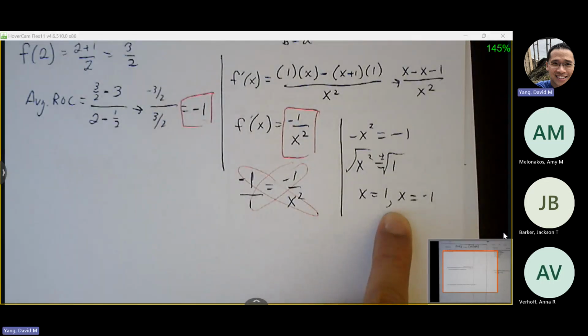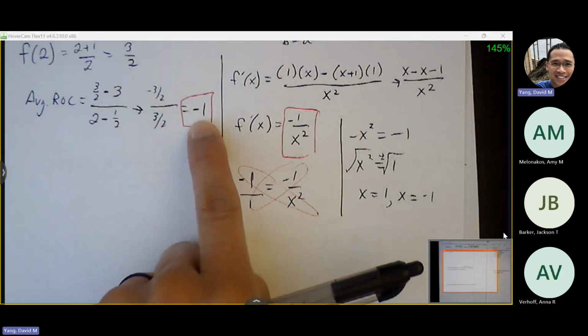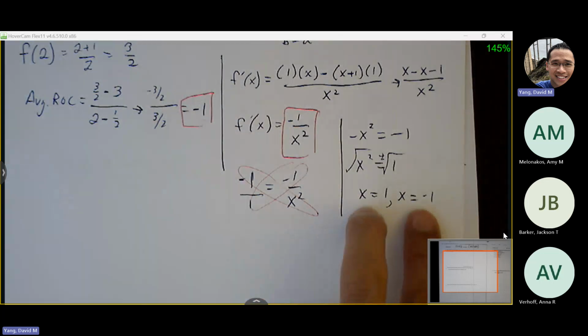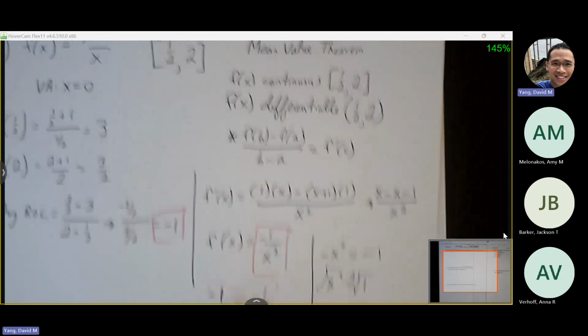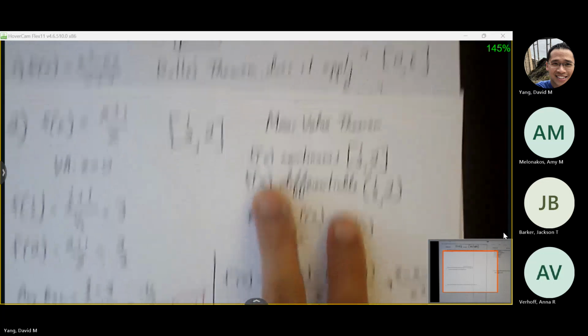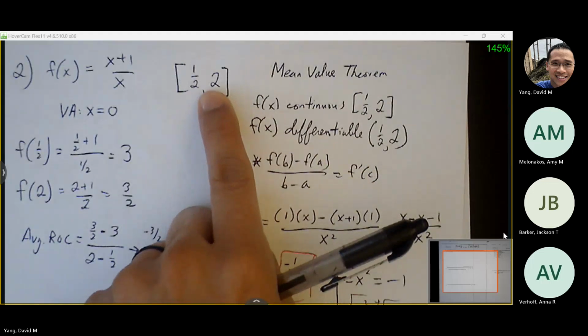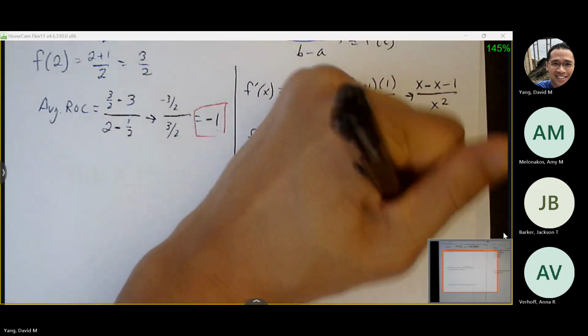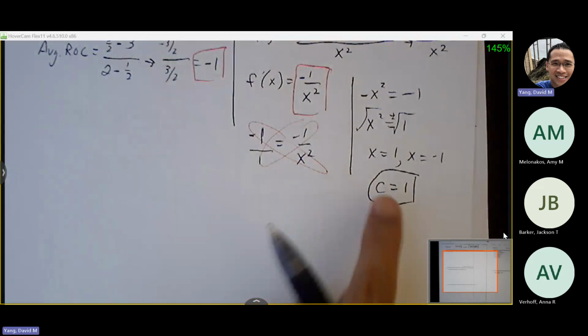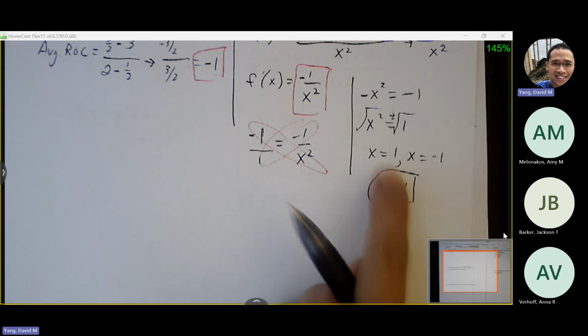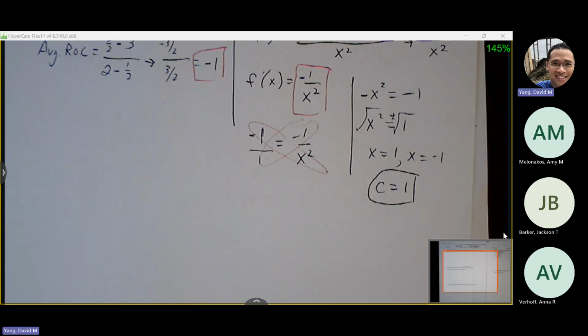We have two different locations where the graph is showing a slope of -1, but are both of these valid? Which one do we keep? Just one, yeah. So we call C equals 1. C is the x value solution that we verified.